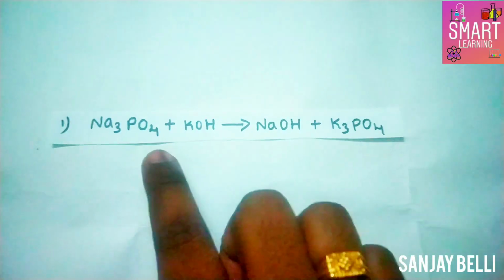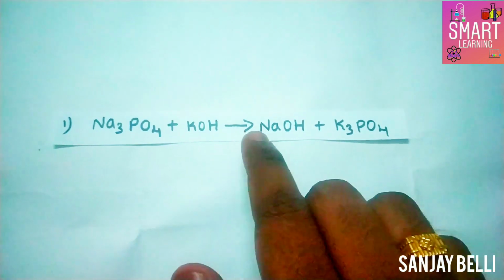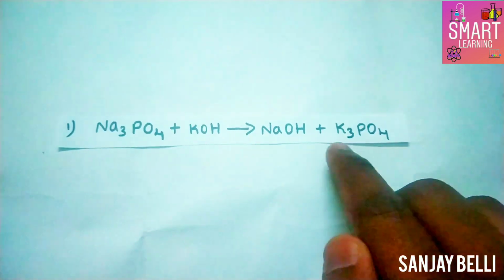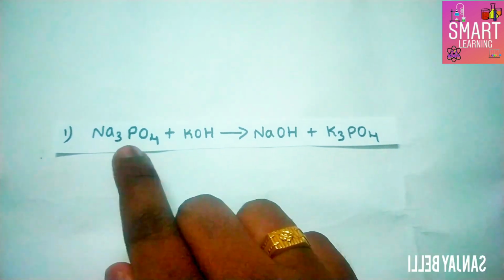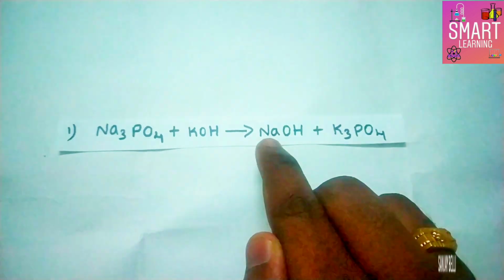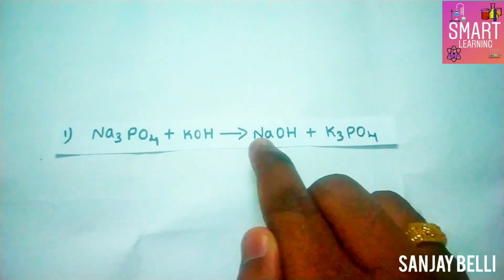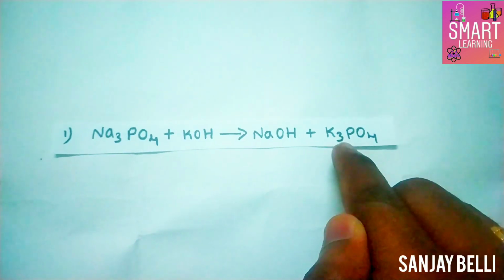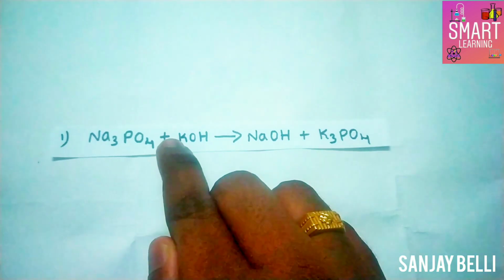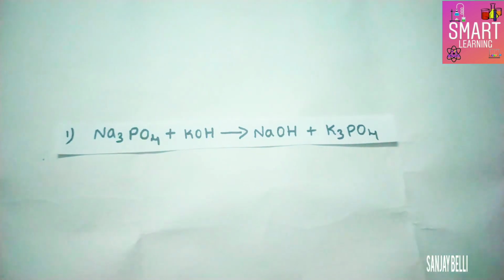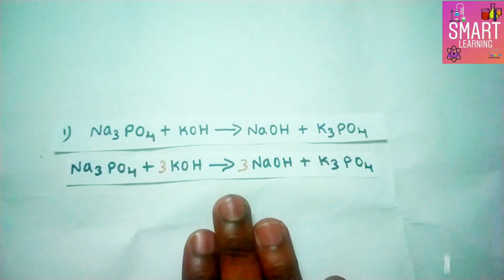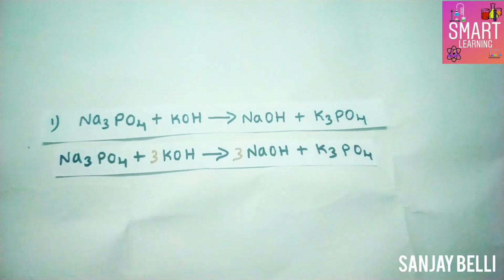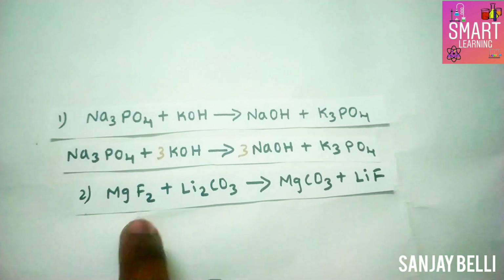First example, Na3PO4 plus KOH gives rise to NaOH plus K3PO4. Here we can observe 3 sodiums on the left side and only 1 sodium on the right. So here you have to keep a 3, and 3 potassium on the right side, so here you have to keep a 3 on the left side. So this is your answer. Now it is a balanced chemical equation. Now let me see the second question.